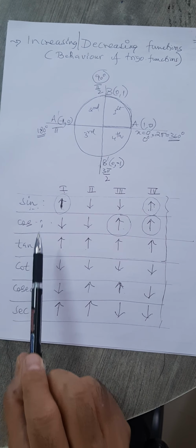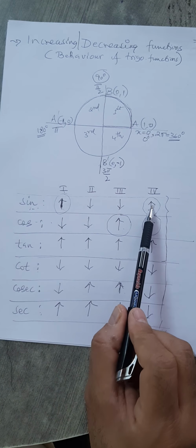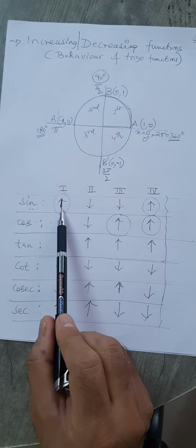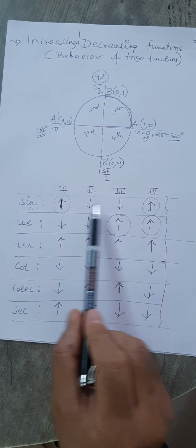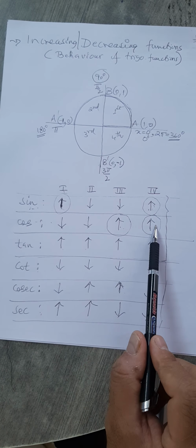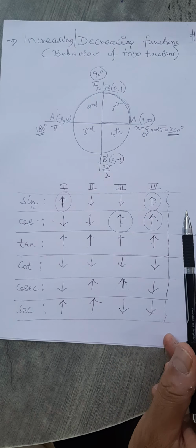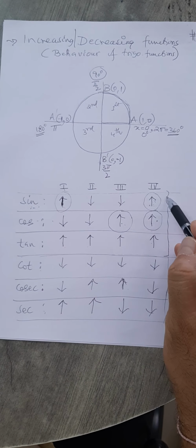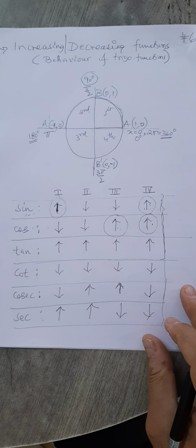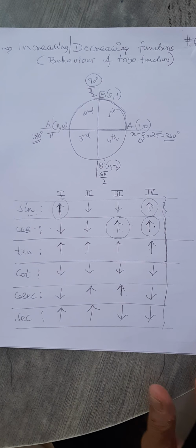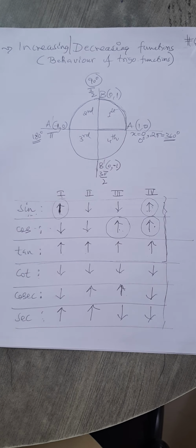In the first and fourth quadrant, sine is an increasing function. In which two quadrants does sine increase? First and fourth. Cosine increases in the third and fourth quadrant. Tan is increasing in each quadrant. These three are important. Remember, you need to remember them from the theory point of view. The other things you can write. Tan is increasing everywhere. So I think we keep this much only.